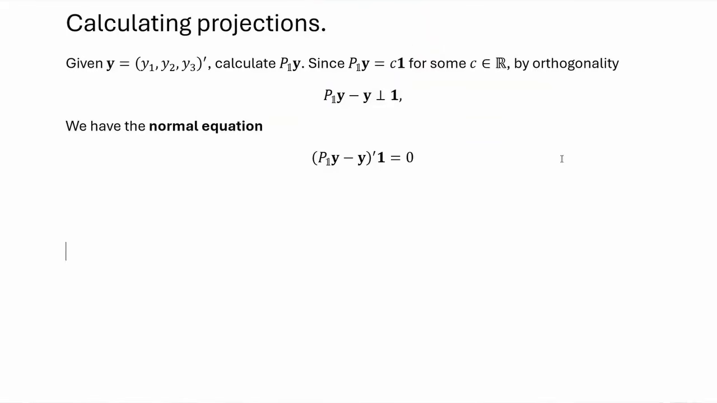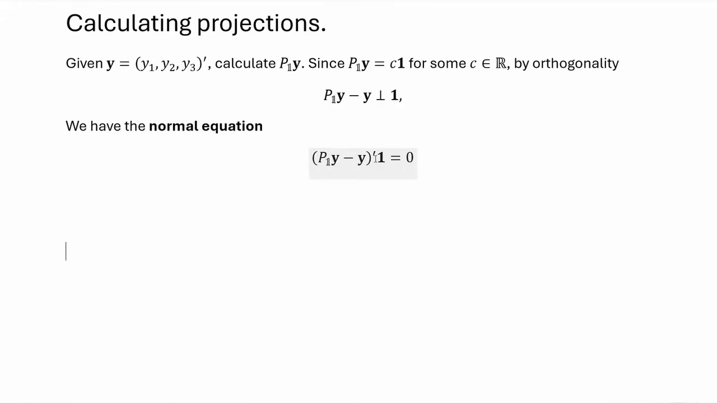So let's calculate the projections. This is purely linear algebraic. Given y as a vector, we want to calculate P1 y, the projection onto 1. Because we know the projection of y onto 1 is a multiple of 1, let's say c times 1 for some c in the reals. Then by orthogonality, we must have P1 y minus y perpendicular to 1. And therefore we can use the orthogonality condition, that is (P1 y minus y) dot 1 equals 0.